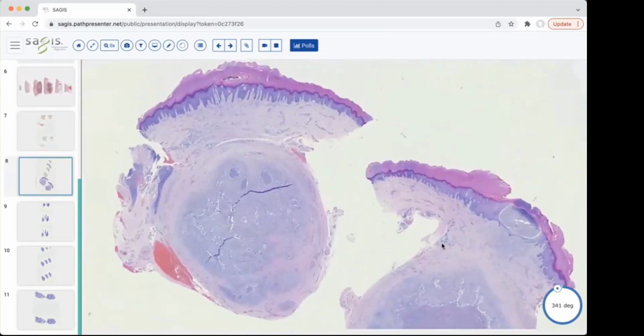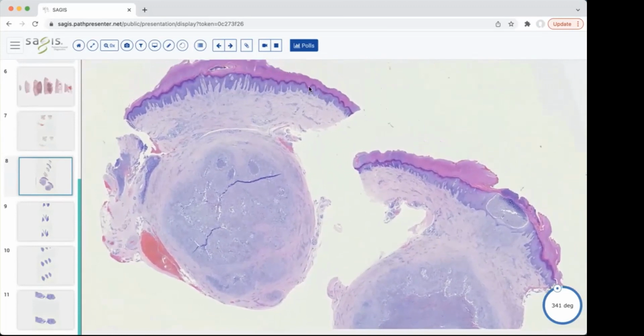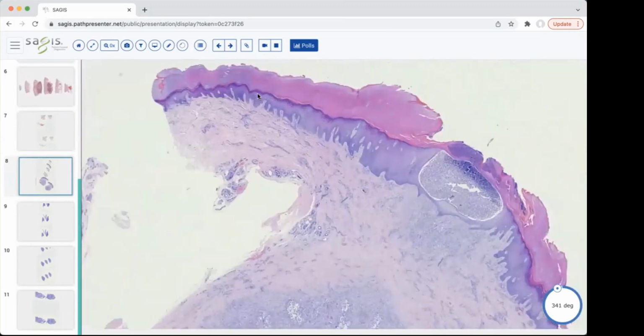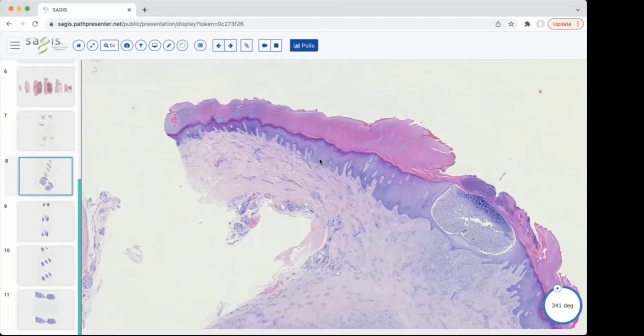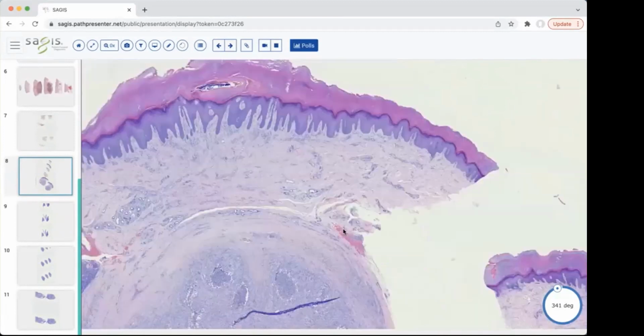Kind of let you take a look around here. The biggest thing to note right off the bat is that we're sort of on acral skin or near acral skin. It's an acanthotic epithelium, a little bit hypergranular, and then there is a thickened stratum corneum. So that means you're most likely on the hands or feet or near the hands and the feet.